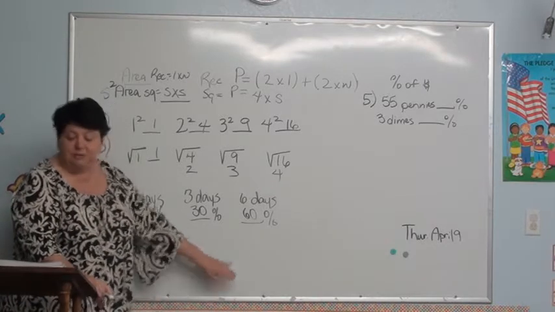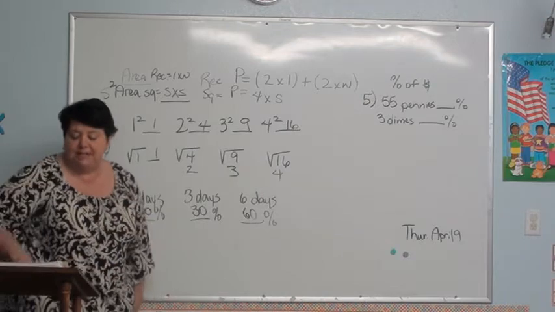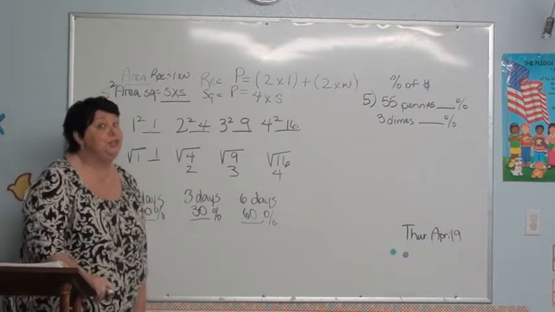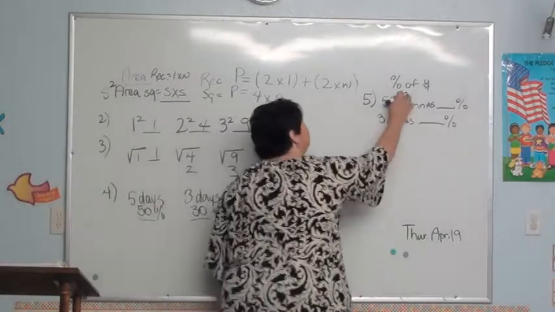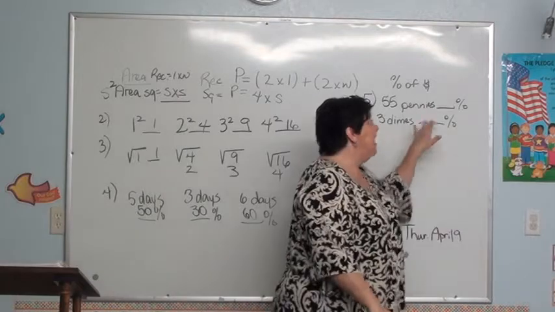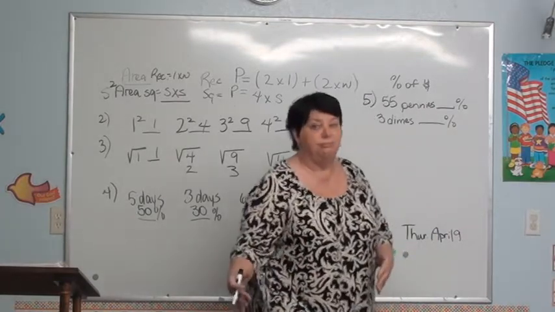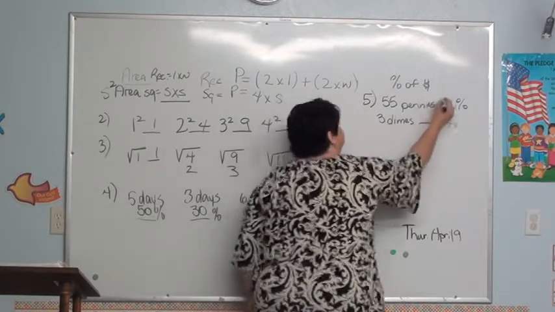Okay? See, you're going to finish those. It's so easy. But I want you to go to number 5. I'm going to teach you a couple of little things, and then I'm going to let you do the rest of this on your own. On number 5, what is the percent of a dollar? 55 pennies is what percent of a dollar? 55 cents is what percent of a dollar? It's 55%.